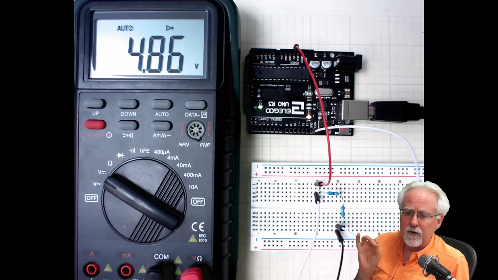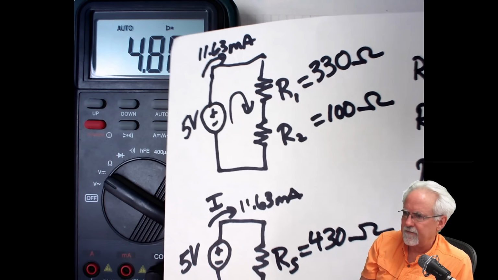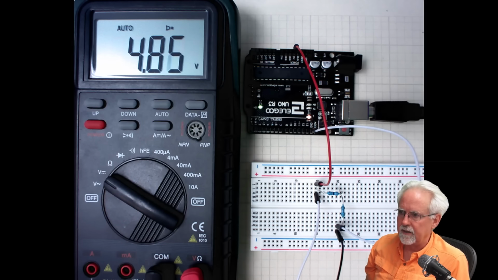So that means our numbers are going to be a little bit off because we did the analysis based on 5 volts, and so our numbers are going to be a little bit off.